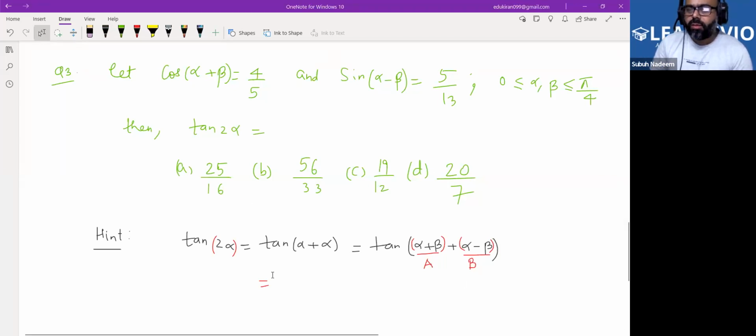Do you remember the formula of tan A plus B, how it can be written? Yes, sir. Tell. Tan A plus tan B whole divided by 1 minus tan A into tan B. Okay, so that is fine. We write it like this.